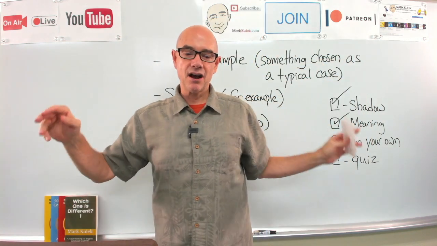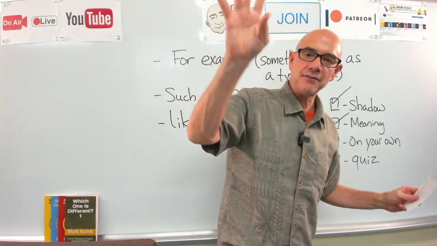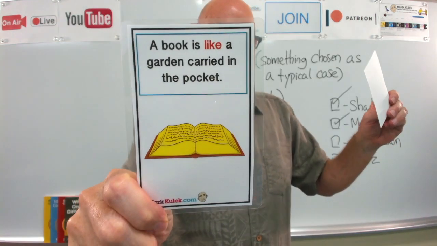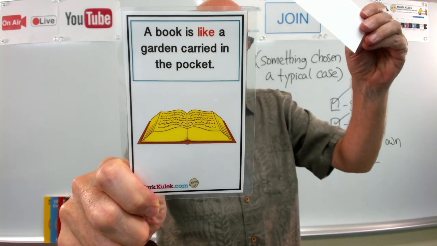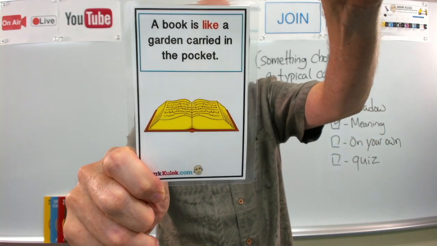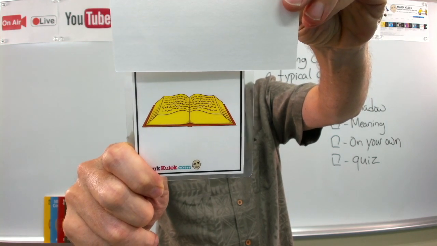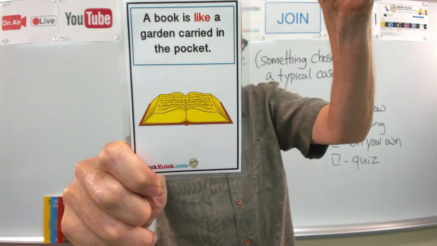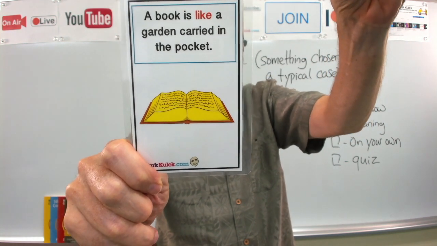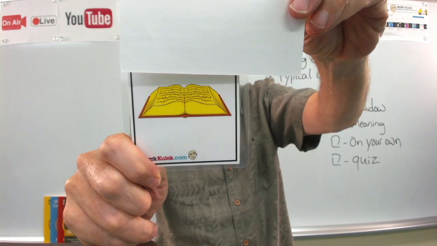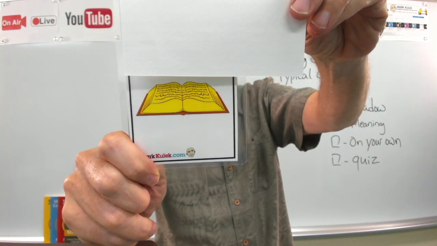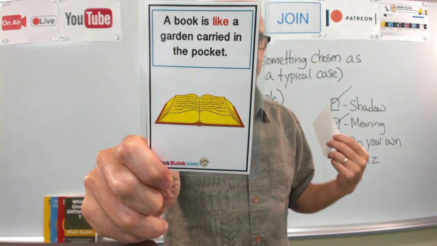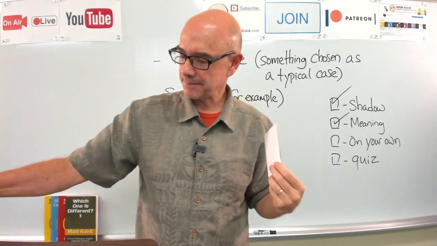Okay, let's do it on your own. Countdown. 5, 4, 3, 2, 1. Here we go. A book is like a garden carried in the pocket. Now it's your turn. A book is like a garden carried in the pocket.